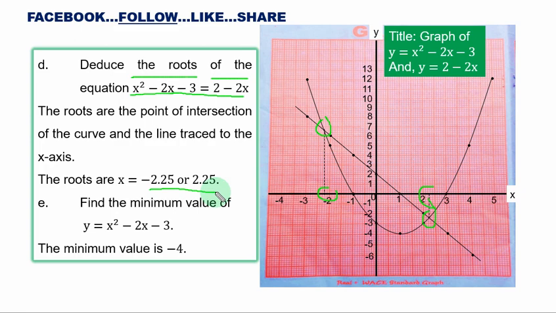E part of the question, find the minimum value of y equals s squared minus 2s minus 3. That is the curve. This is the minimum point on the curve. If you trace that point to the y-axis, you have -4 as the minimum value.